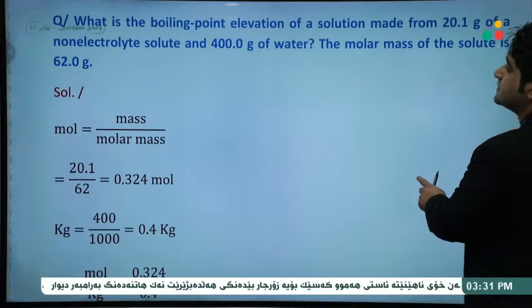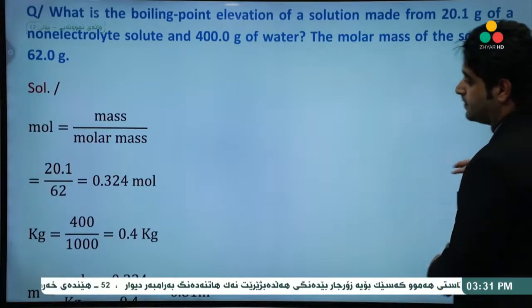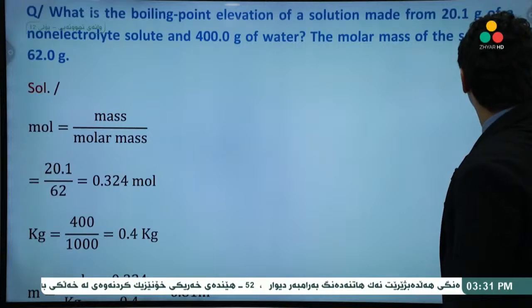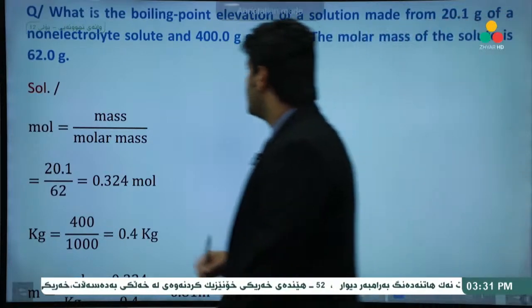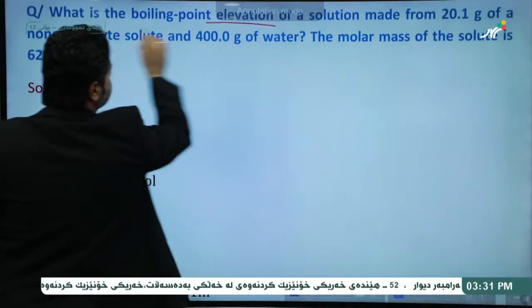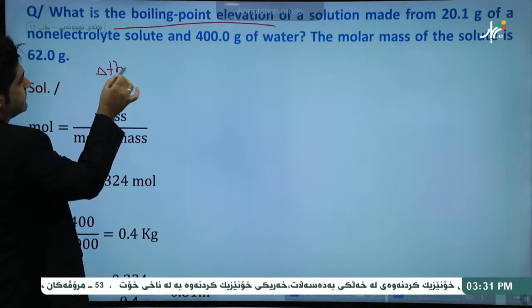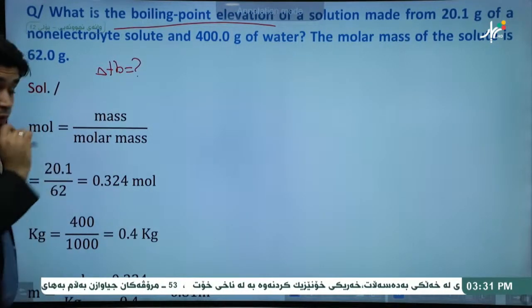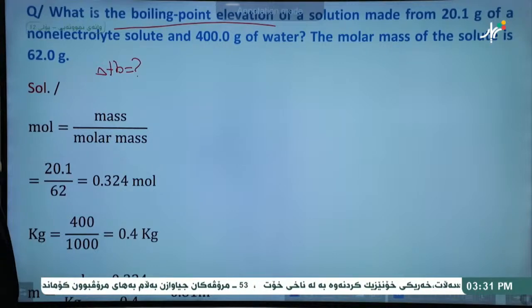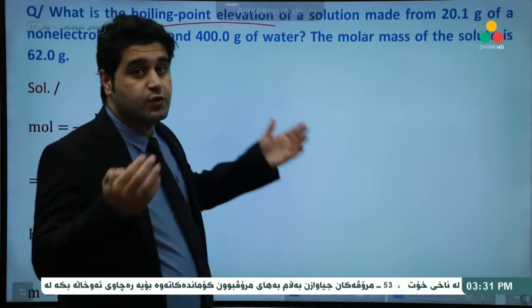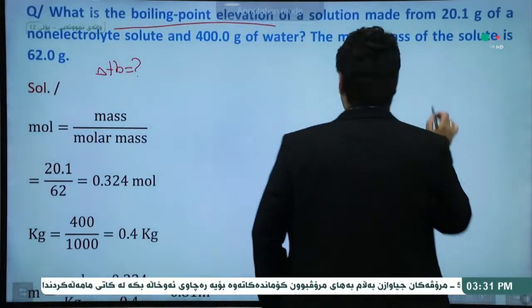Well, how to solve this question? What is the boiling point elevation? What is delta TB? Calculate delta TB. What's the boiling point elevation? Teacher, the question is about the boiling point. So write both equations for the boiling point.